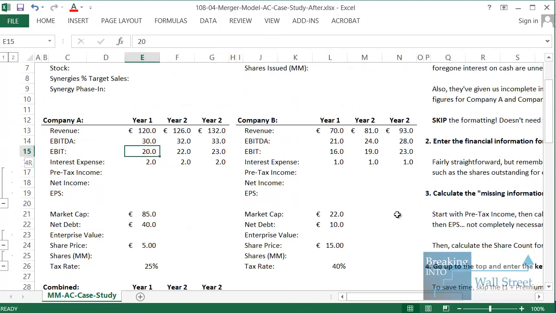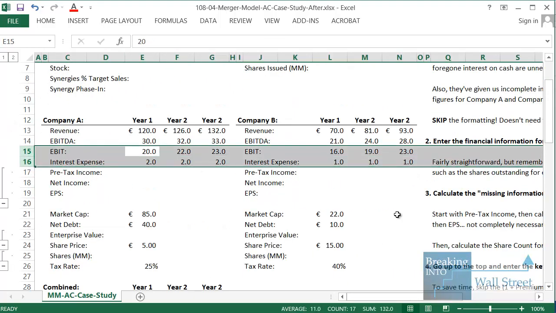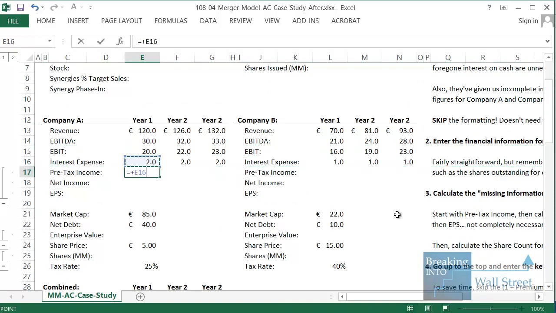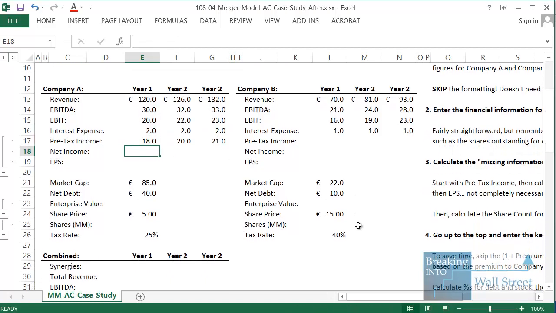So we have their EBIT and interest expense, and if you subtract the interest expense from EBIT, you can get to our pre-tax income for company A here. So let's do that. EBIT minus interest expense gives us our pre-tax income. Now, what is our net income? Well, it's going to be equal to our pre-tax income times 1 minus company A's tax rate, which I'll anchor to make sure that doesn't move around. You have that. And then for the earnings per share, this is just our net income divided by company A's share count. Of course, we see that we have a problem here, which is that we don't have company A's share count right now, so we need to go in and calculate that.